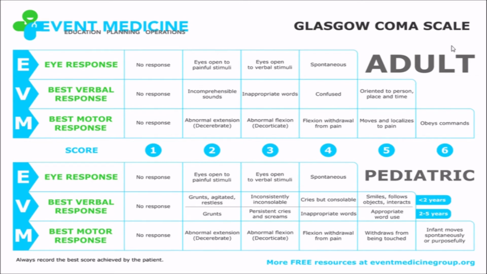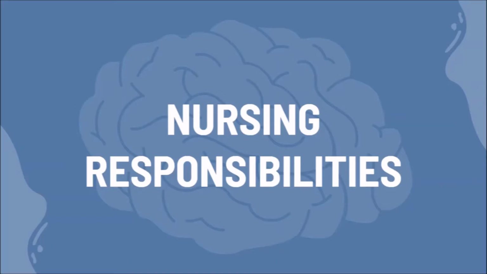In pediatric, withdraws from pain. 5 indicates moves and localizes pain. Purposeful movements towards changing painful stimuli is a localizing response. In pediatric, withdraws from touch. 6 indicates obeying commands. The patient does simple things you ask. The next, the nursing responsibilities before, during, and after using the Glasgow Coma Scale.